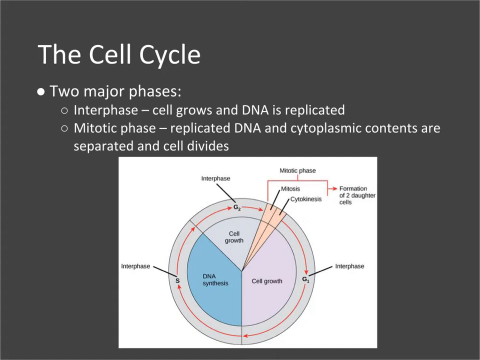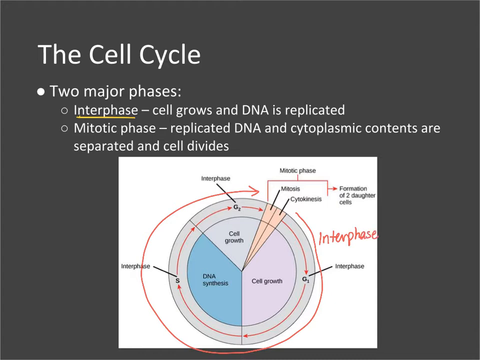The cell cycle has two major phases to it. The first phase is interphase, and as you can see on this diagram here, interphase really makes up the majority of the cell cycle. So this whole area here is our interphase.